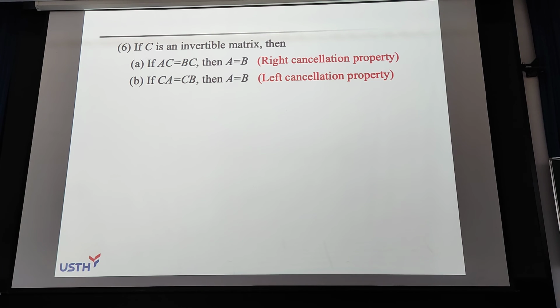Now we say in case C is invertible, then we have cancellation property on both sides, from the right and from the left. That is, if we have AC equal BC, then we can reduce C on both sides. We get A equal B. And if CA equals CB, then we can reduce C on both sides. We get A equal B. That is, in case C is invertible, we can have cancellation law on both sides.